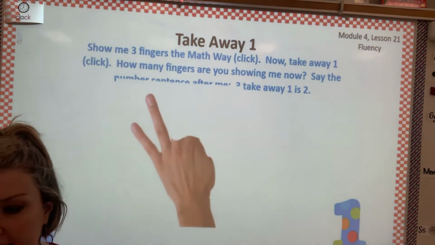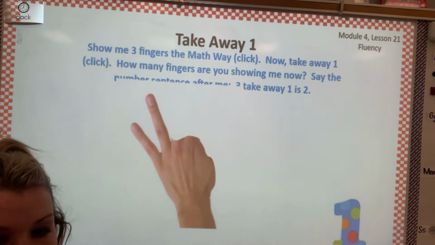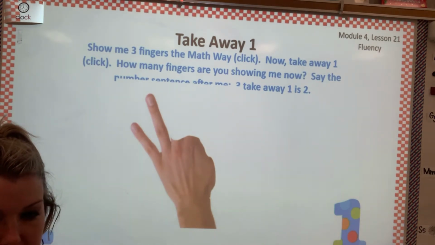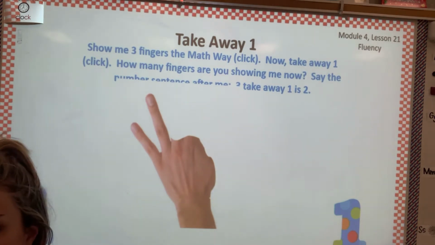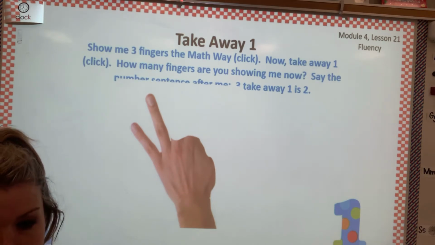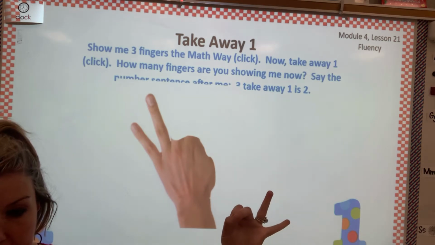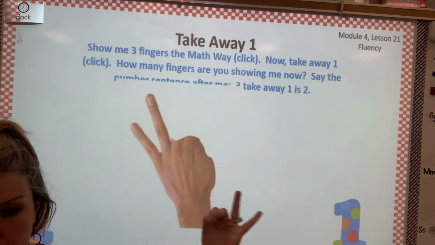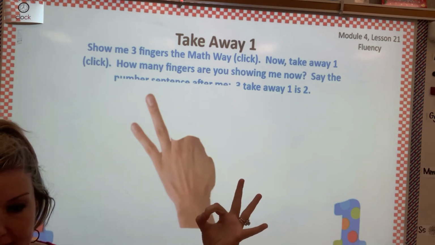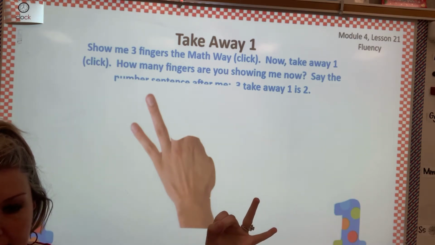Your fingers should look like this. How many fingers are you showing me now? 2. Say the math sentence with me. 3 take away 1 is 2. Let's do it again. 3 take away 1 is 2.